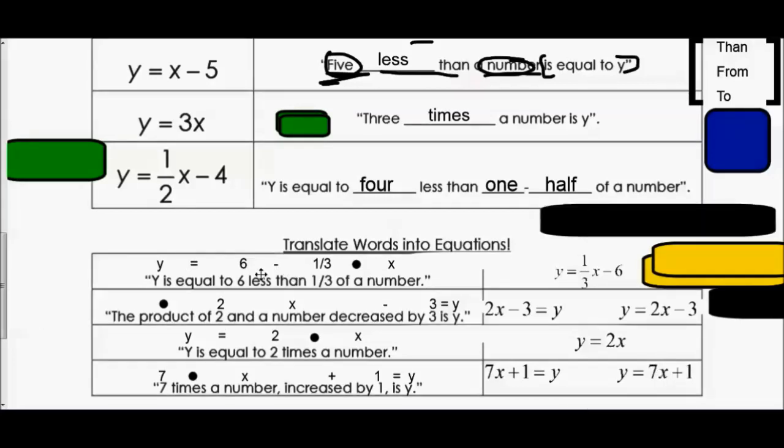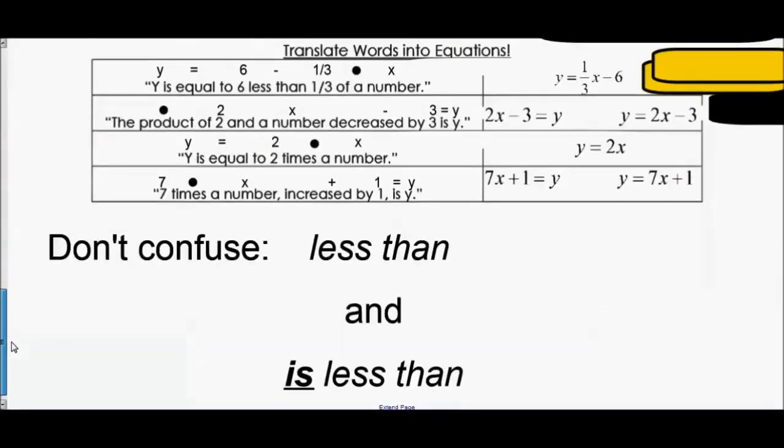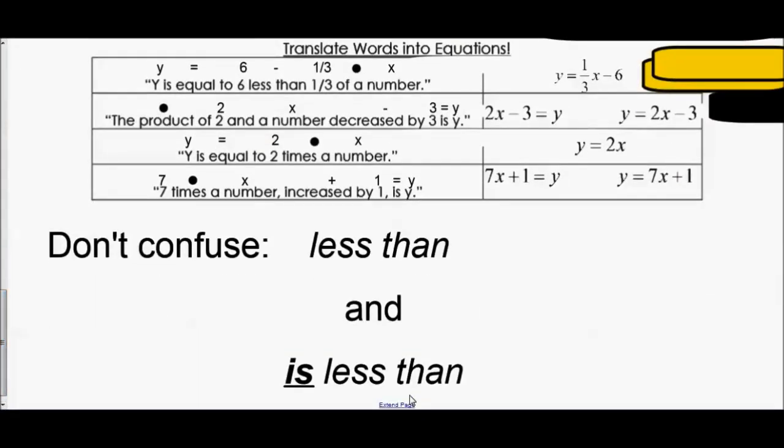When we're translating these, we need to really look at this phrase carefully, "less than" or "more than." If you see the word "is" in front of it, that's a completely different thing. That's saying it is less than. That's really saying an inequality sign. Anytime you see that word "is," that's talking about an equation or an inequality.